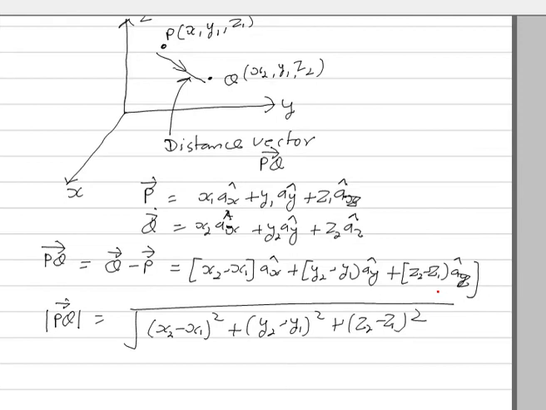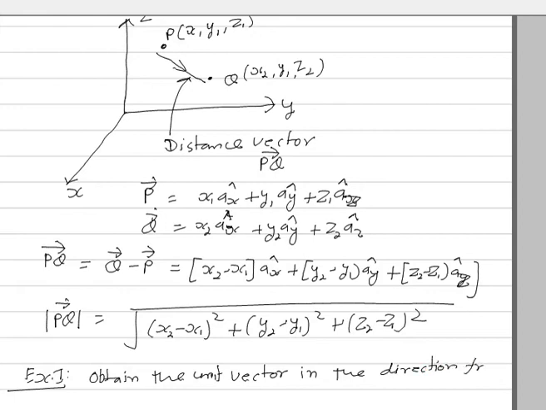Let us do one example. Example 1: obtain the unit vector in the direction from the origin towards the point P, whose coordinates are 3, minus 3 and minus 2.